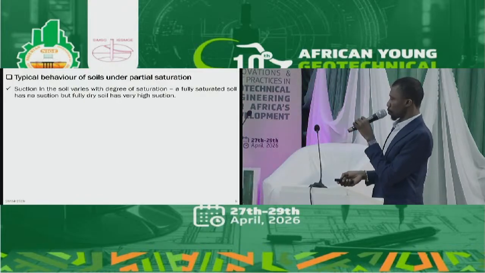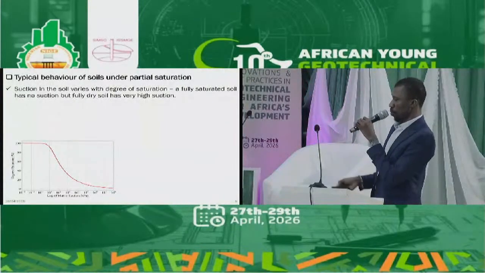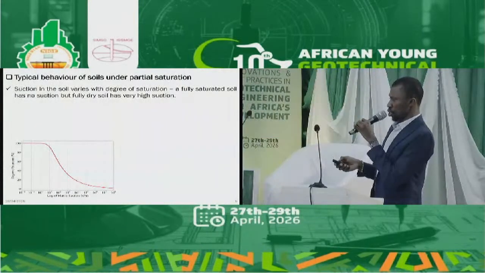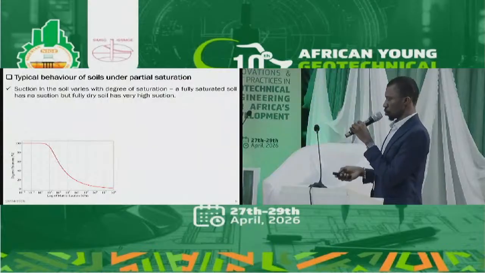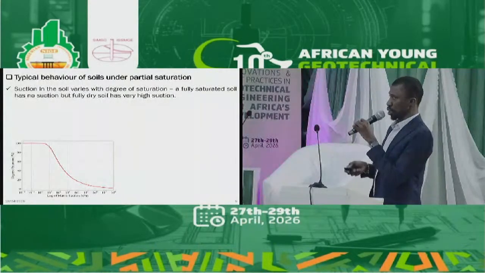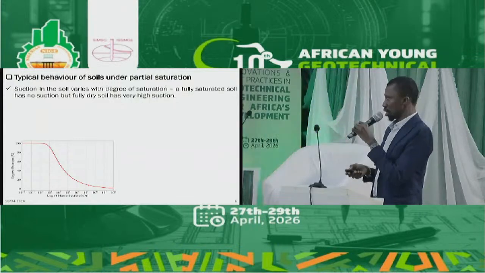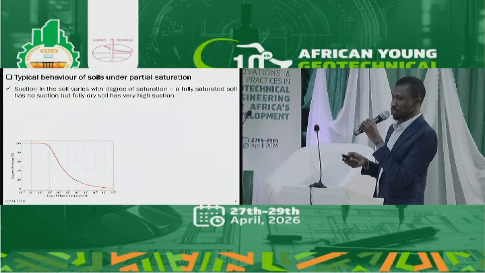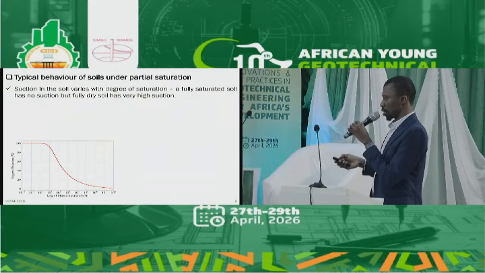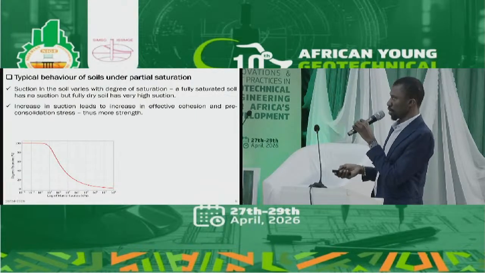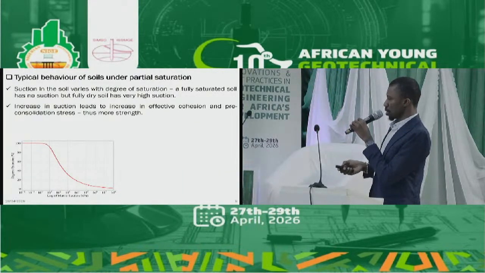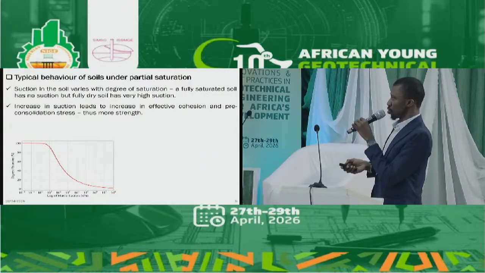Typical behavior of soil under partial saturation: suction in the soil varies with the degree of saturation. This is the soil water retention curve, the relationship between the degree of saturation and the suction. As the degree of saturation increases in soil, suction reduces to 0. So when the soil is saturated, the suction in the soil is actually 0, but at a very high dry rate, the suction is also very high. Also, an increase in suction leads to an increase in effective cohesion and pre-consolidation stresses. And this affects the strength of the soil.